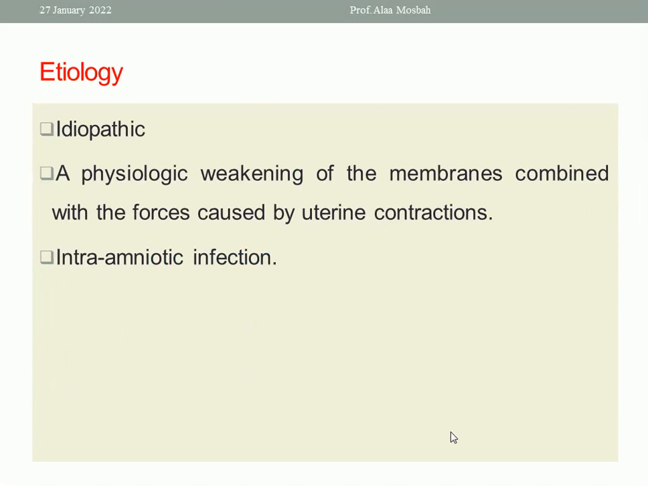So what about the etiology? The etiology may be idiopathic, or there is a physiologic weakening of the membrane combined with the forces caused by uterine contraction. So there are two factors here. There is physiological weakening in the membrane, and at the same moment, there are forces caused by uterine contraction. So this facilitates the rupture of membrane. Also, intra-amniotic infection with release of cytokines and inflammatory materials that cause damage to the amniotic membrane.